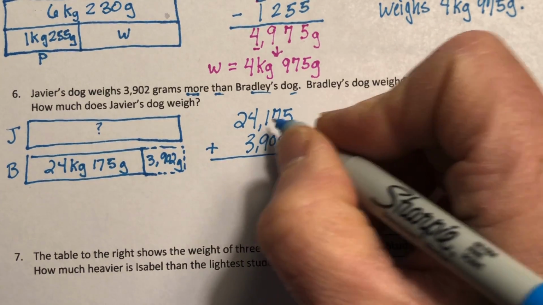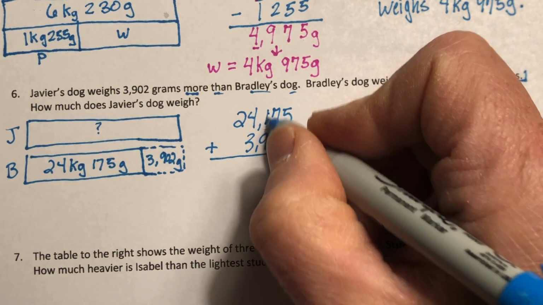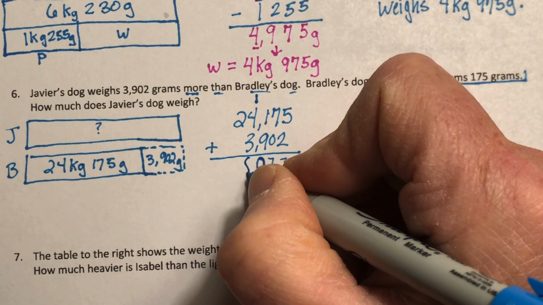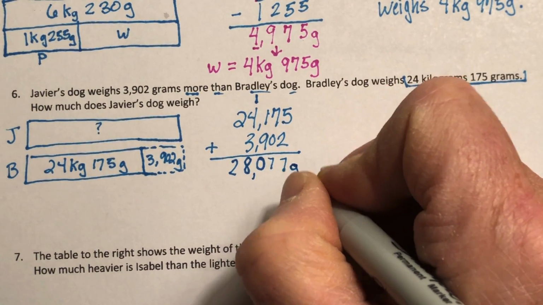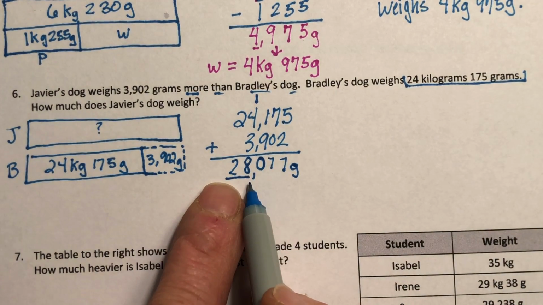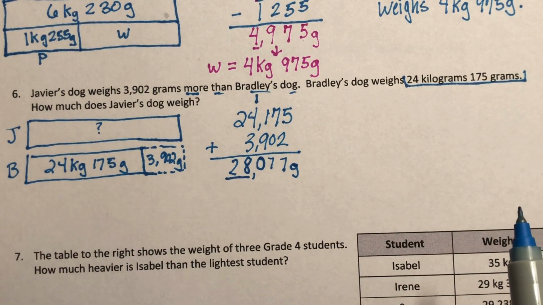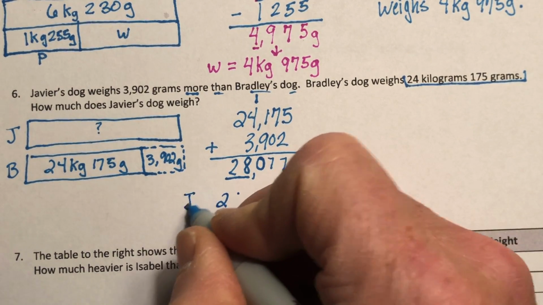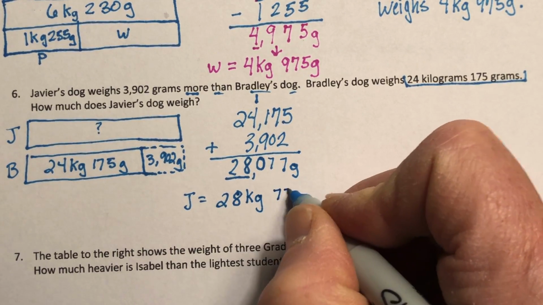5 plus 2 is 7. 7 plus 0 is 7. 1 plus 9 is 10. Carry the 1. 1 and 3 is 4, and another 4 is 8. 2 plus nothing is 2. Bring this over and put my comma in, and that's how many grams. So now I get out to my thousands place, I've got 28,000. 28,000 grams is going to equal how many kilograms? If you said 28 kilograms, you are right. So Javier's dog equals 28 kilograms and 77 grams.